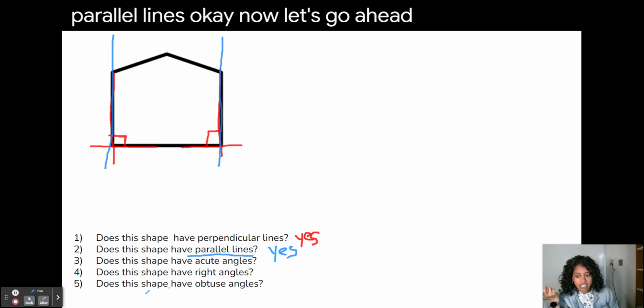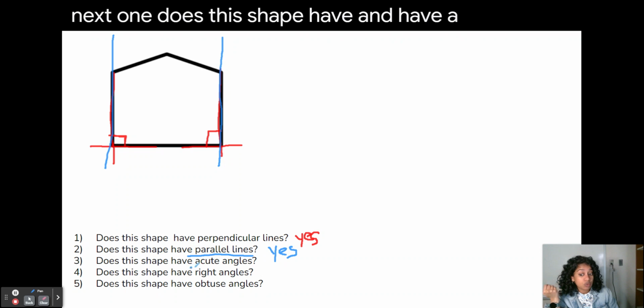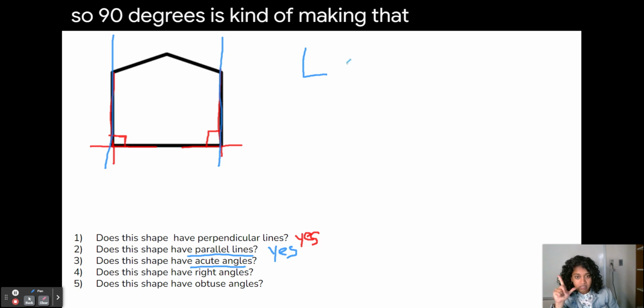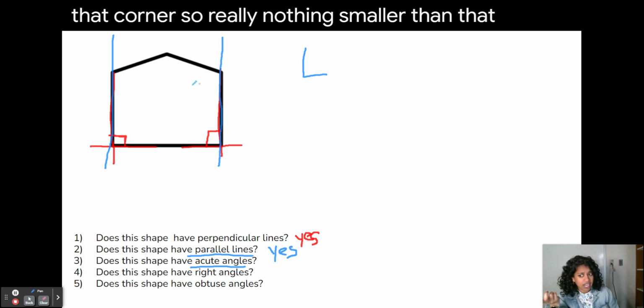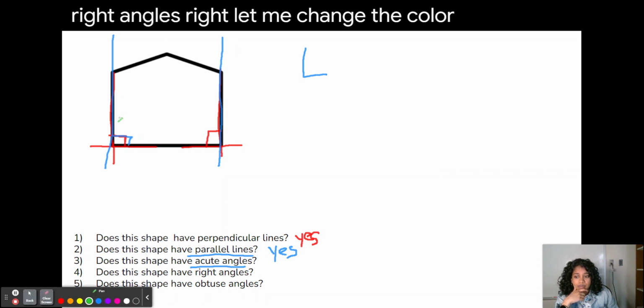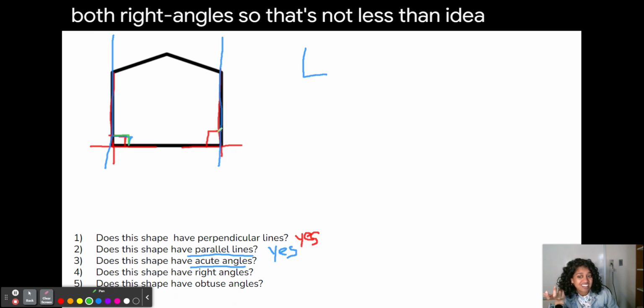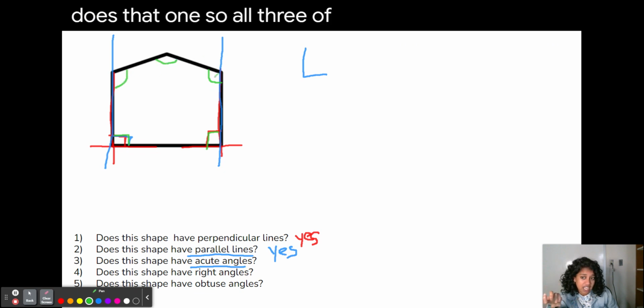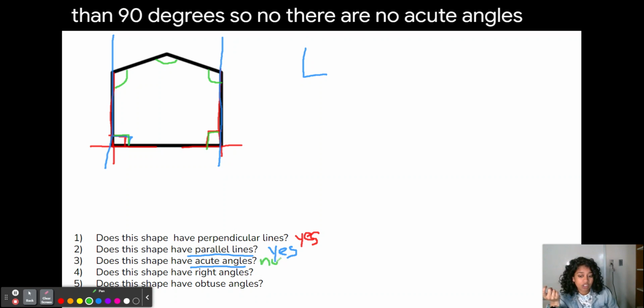Okay, now let's look at our next one. Does this shape have acute angles? That means angles that are less than 90 degrees. 90 degrees is making that L, that corner, so we're looking for something smaller than that. Let's look at our angles. I know over here that these are two right angles, right? These are both right angles. So that's not less than 90 degrees. That is exactly 90 degrees. So those aren't acute. I'm looking at this angle right here. That looks like it's going to be more than 90 degrees. That's an obtuse angle. This one also looks like it's more than 90 degrees, and so does that one. So all three of these angles are larger than 90 degrees. So no, there are no acute angles on this shape.